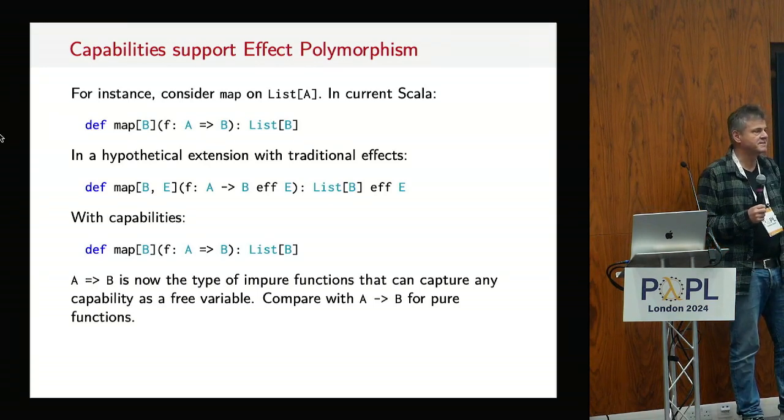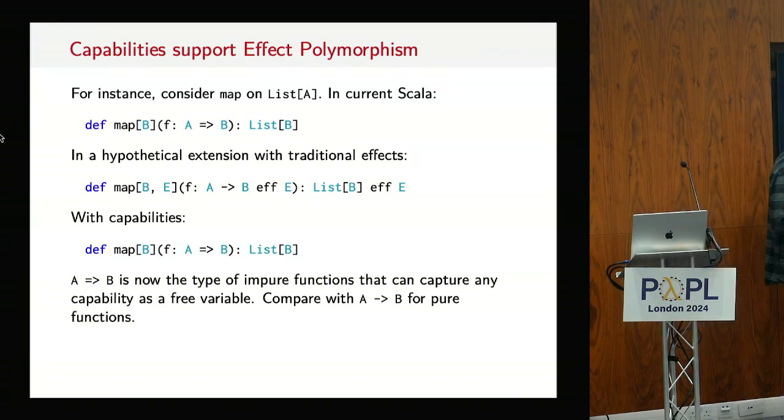I mean, there's something, yes, there's something. So it can be, because for us now, the type A double arrow B is a type of impure functions that can capture any capability as a free variable. So a function, that's a closure. It closes over the environment. The environment can contain capabilities. That's the idea. I'm going to show some more examples.